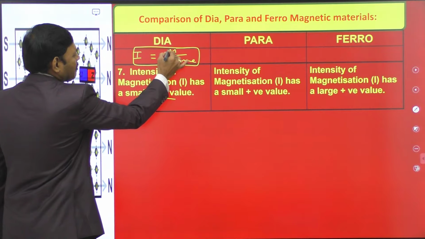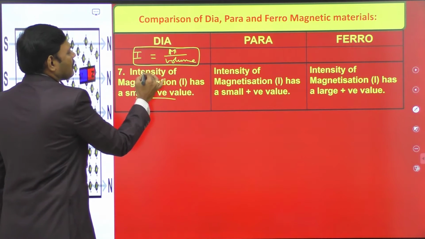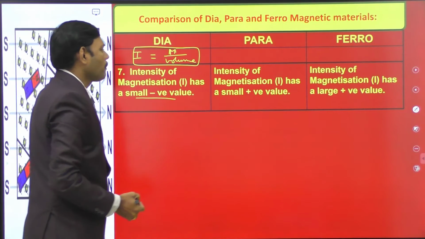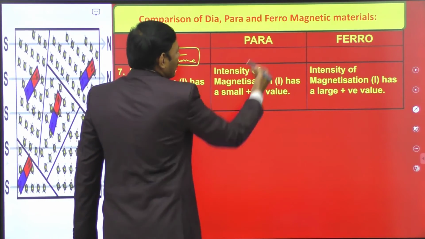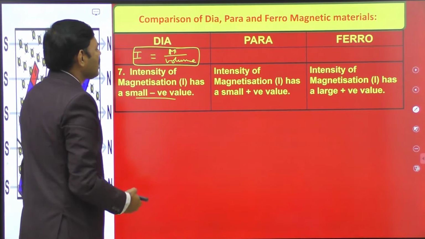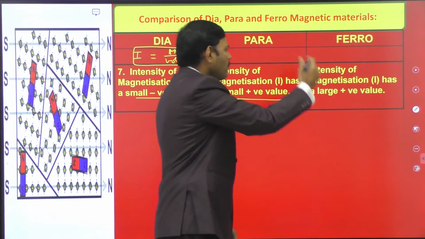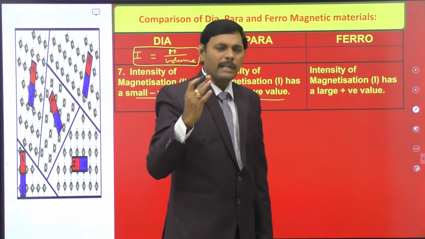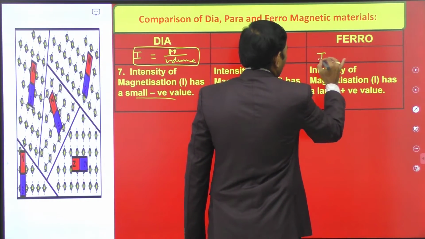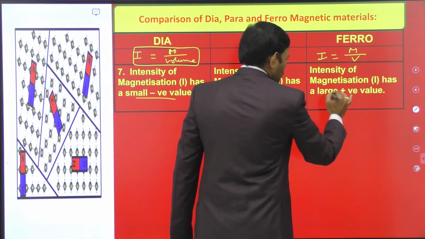We know that magnetic moment is small and negative, so the intensity of magnetization developed inside any diamagnetic substance is also small and negative. And in a paramagnetic substance, magnetic moment is small and positive, so the intensity of magnetization is also small and positive. We know that in a ferromagnetic material, the magnetic moment is large and positive. Hence, as intensity of magnetization is magnetic moment per unit volume, here intensity of magnetization is also large and positive.